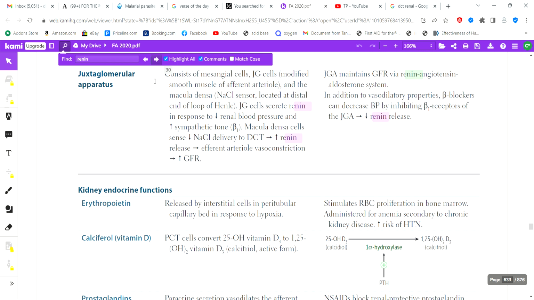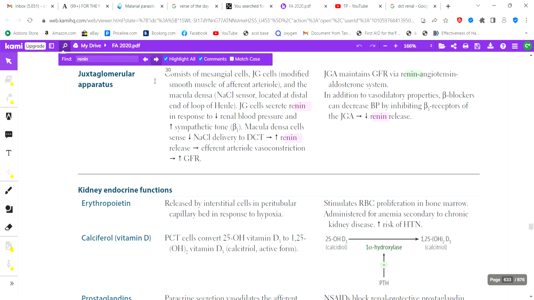Juxtaglomerular apparatus consists of mesangial cells, JG cells, which are modified smooth muscle of the afferent arteriole, and the macula densa, which is a sodium chloride sensor located at the distal end of the loop of Henle. JG cells secrete renin in response to decreased renal blood pressure and increased sympathetic tone in the body.